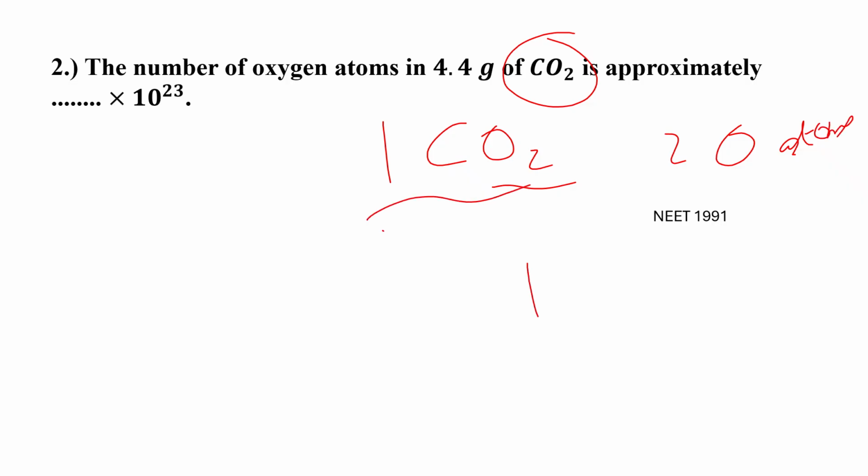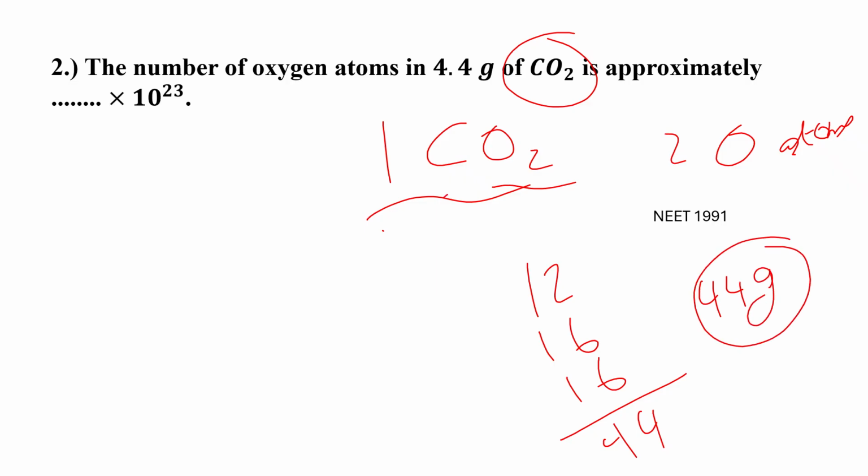1 mole of carbon dioxide means 1 carbon atom, carbon atom mass is 12, and 2 oxygen atoms, 1 oxygen atom is 16, so 2 times 16. If we add this, 12 plus 32, we get 44. So 44 gram of carbon dioxide is 1 mole. That 1 mole contains 2 oxygen atoms. But we have only 4.4 gram.